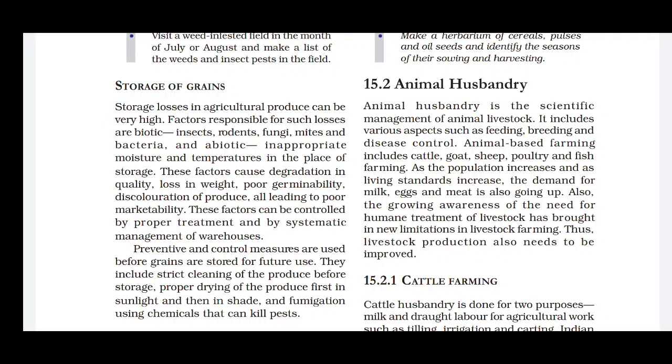we can take measures during storage. The measures include proper storage of grains by proper treatment and systematic management of warehouses, strict cleaning of the produce before storage, proper drying of the produce in sunlight and then in shade, and then packing it, and fumigation to kill the pests. In fumigation, the insect pests are exposed to fumes of chemicals. Some chemicals are sprayed that will kill the insect pests, and thus we can protect the grains from destruction, degradation, or discoloration, etc.